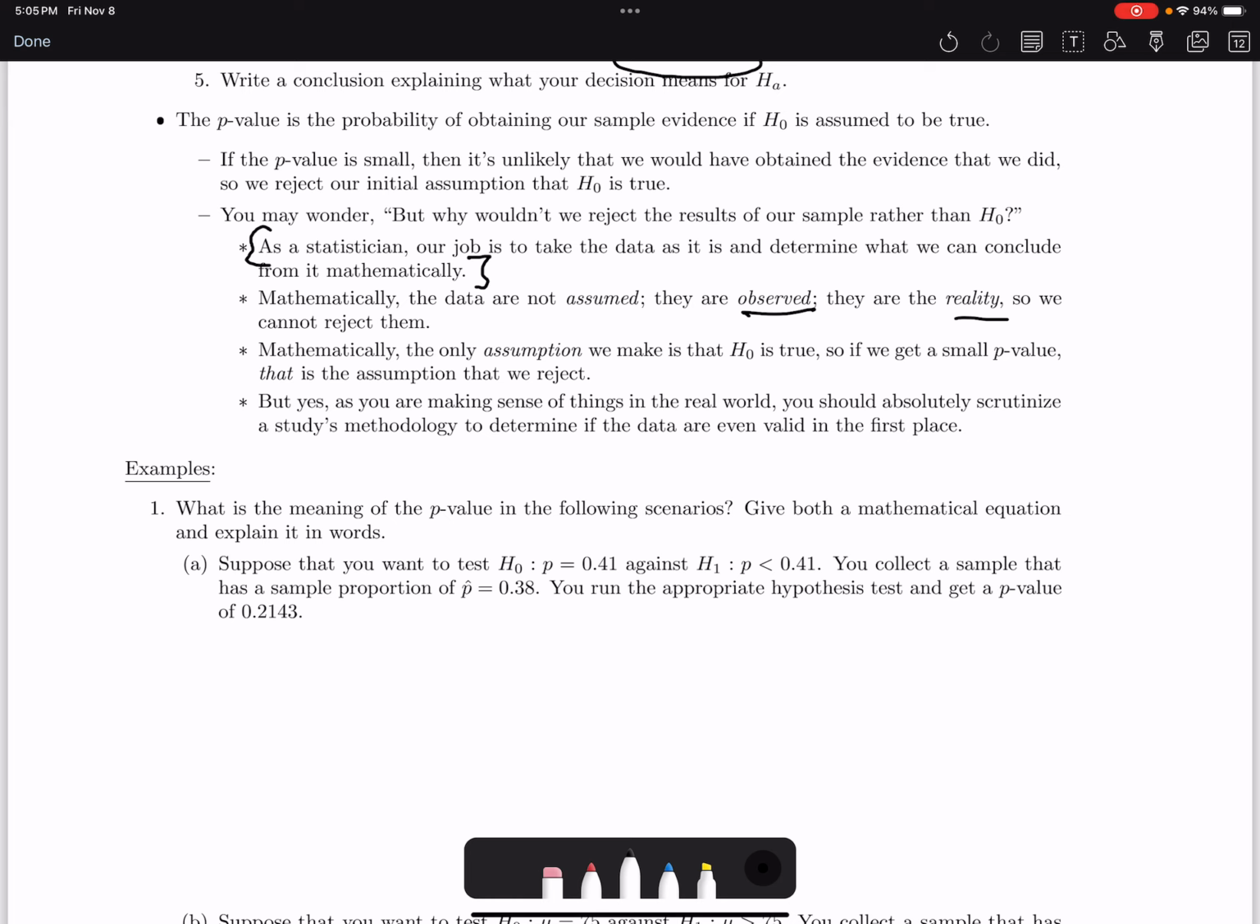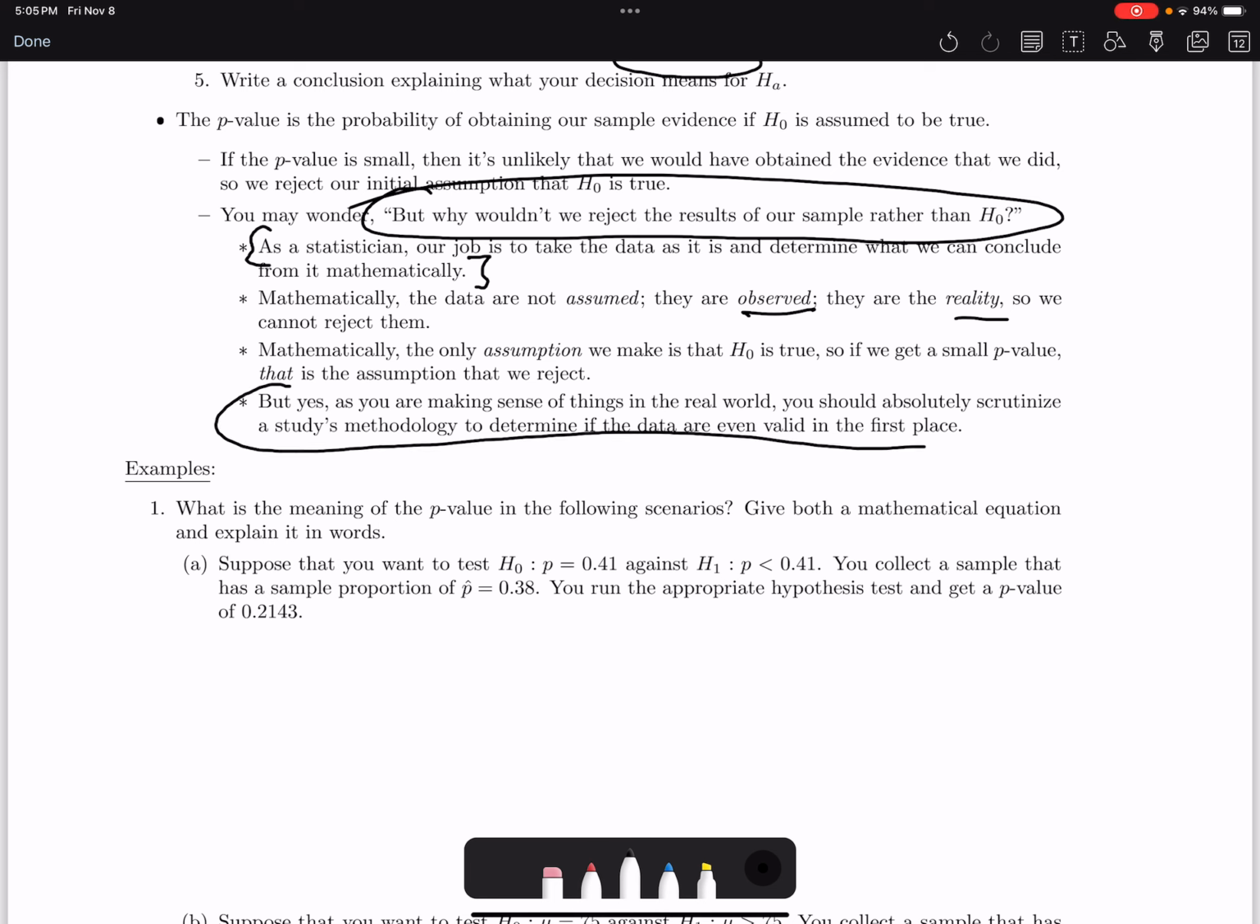But yes, if you're asking yourself this question, I think that you're thinking good things and I'm proud of you, right? And I think that in the real world, if you're trying to make sense of things, you should absolutely scrutinize a study's methodology to determine if the data are even valid in the first place, okay? But as a statistician, mathematically, the only assumption that we're making is that the null hypothesis is true. And so if we get a small p-value, that's an indication that we should reject that assumption.